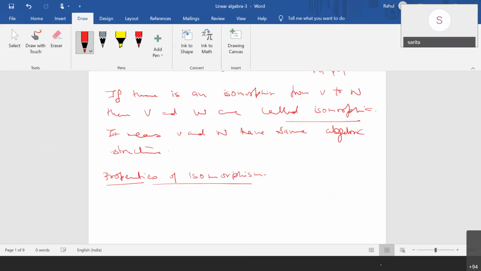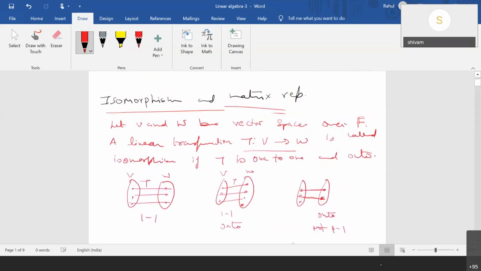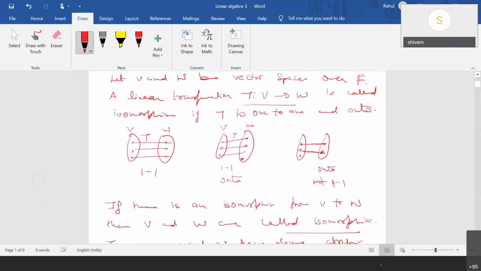Ma'am, can there be a linear transformation like the third example which you gave? Yes, there can be a linear transformation, because if you are going from R3 to R2, for example, there can be a linear transformation, but this is not onto, therefore this is not an isomorphism.